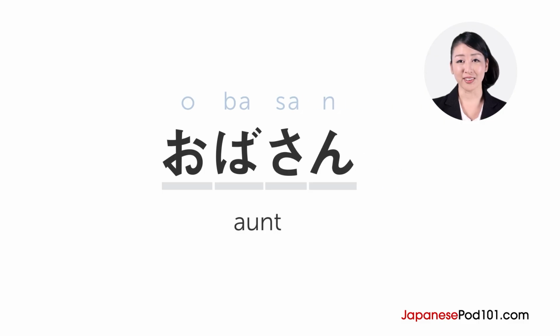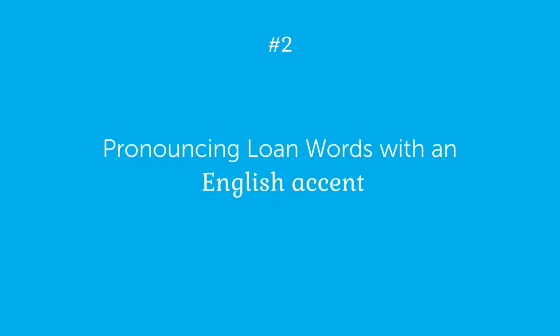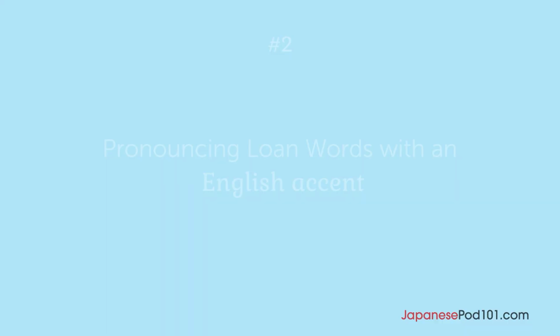Oba-san, aunt. Oba-san, oba-san. This is an important but not critical topic for early learners. You'll learn more in Lesson 8. Number 2. Pronouncing loan words with an English accent.